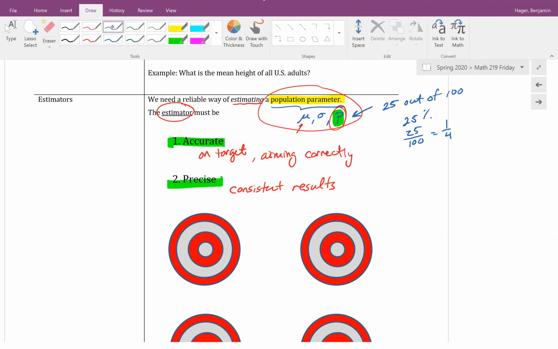So, let's say the target is the population mean. That's what I'm trying to hit. The idea with these targets is, let's say we were talking about something that's accurate, but not precise.